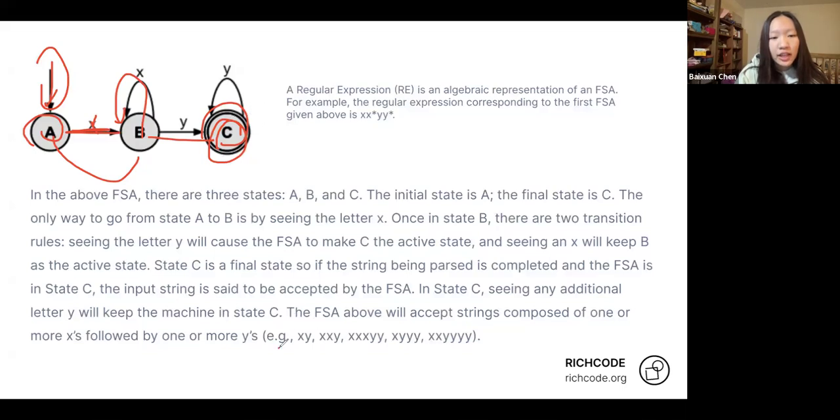Here it says any of these strings can be accepted by the FSA, right? Because for the initial state, we go into A and then we need an X to go to B. So we need at least one X. Then we can have any number of X's to remain in state B. And then we need a Y to go into the final state, so we need one or more Ys. All of these work because they all have at least one X and then at least one Y.